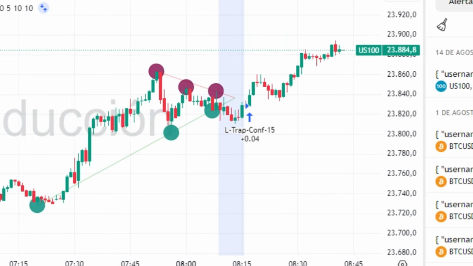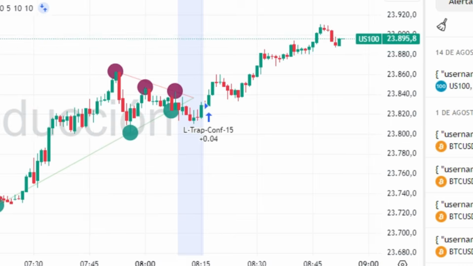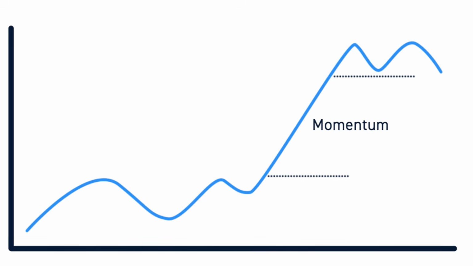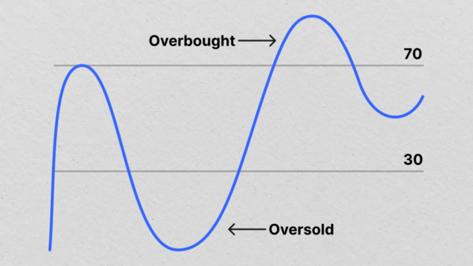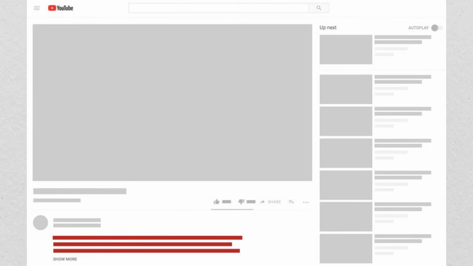To confirm a real breakout, the strategy checks if there is strong volume and momentum. It uses 2 indicators for this: volume and the RSI, Relative Strength Index. You'll find this advanced strategy for free in the video description.